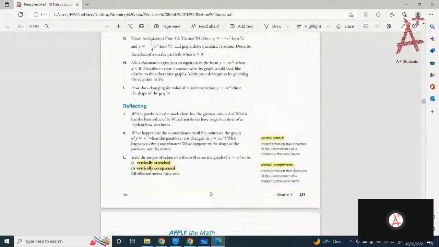Okay. Vertical stretch: a transformation that increases all the y coordinates of a relation by the same factor. That means the vertical stretch is an increase in all y coordinates by the same factor. Got it? That is the vertical stretch. And what is vertical compression? A transformation that decreases all y coordinates of a relation by the same factor. So stretch is an increase in all y coordinates by the same factor, and compression means a decrease in all y coordinates by the same factor. Got it?